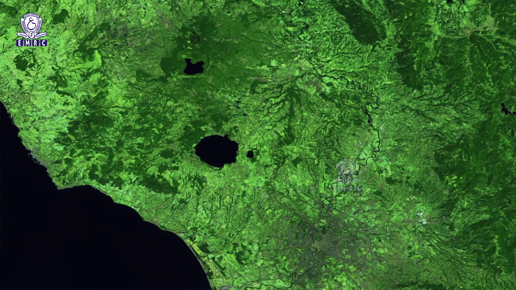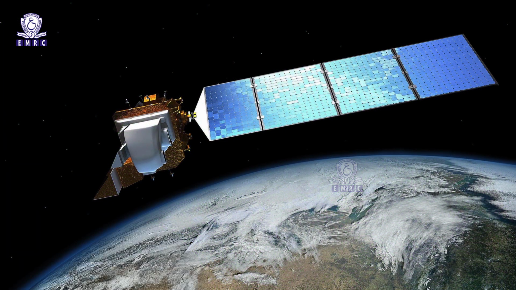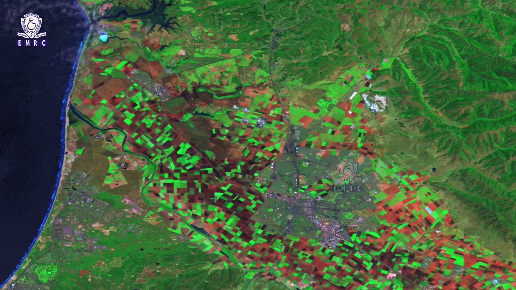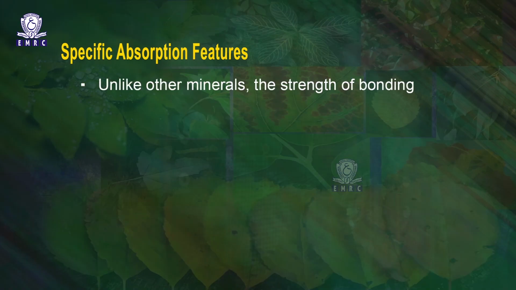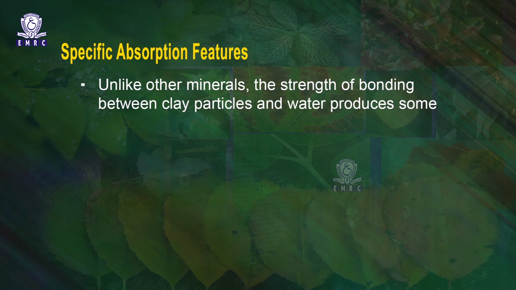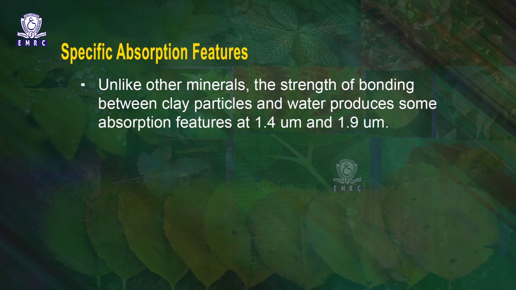It was not surprising that the mineral exploration community were the drivers behind the decision to include SWIR waveband on the Landsat TM sensor that measured the reflectance at 2.08 to 2.35 μm. They are now leading the way in hyperspectral remote sensing at these wavelengths. Unlike other minerals, the strength of the bonding between the clay particles and the water produces some absorption features at 1.4 μm and 1.9 μm.